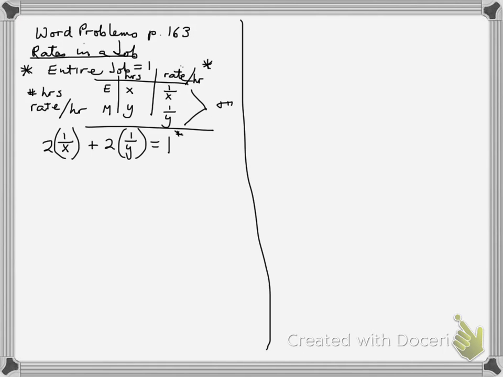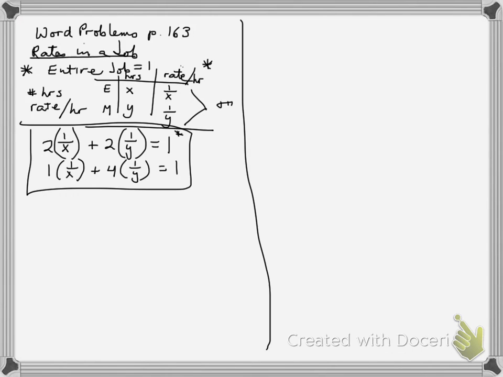Now, that's one scenario. What's the other scenario? If Emily cleans for 1 hour, so she would be 1 times 1 over x, her number of hours times her rate per hour, as far as how much of the job she gets done, then Mitchell can finish it in 4 hours. So he's going to work 4 hours, and of course his rate is 1 over y, and then they'll finish the job. So how will I solve that? So those are my equations.